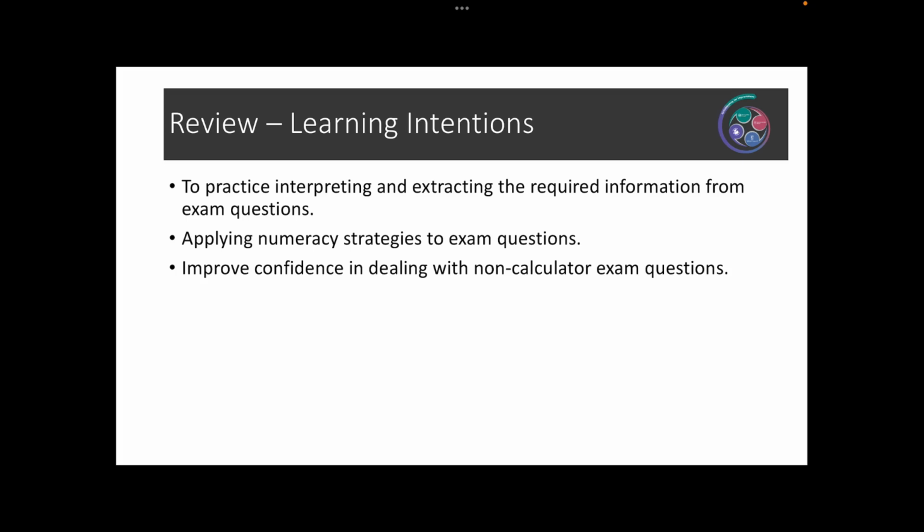So throughout this video we have practiced interpreting and extracting the information we need to approach exam questions. We've applied various different numeracy strategies to these exam questions, and we've hopefully improved our confidence in dealing with those non-calculator exam questions.